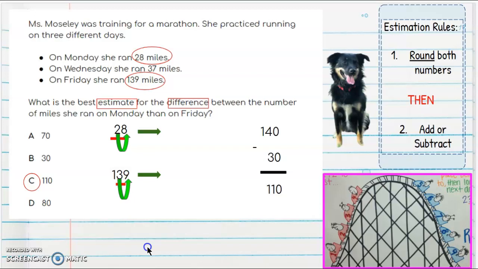So remember, when a question asks you to estimate, you are rounding both numbers and then you are adding or subtracting. Okay? That is the end of our lesson today, guys. You are going to go into Canvas and do some practicing of your own.